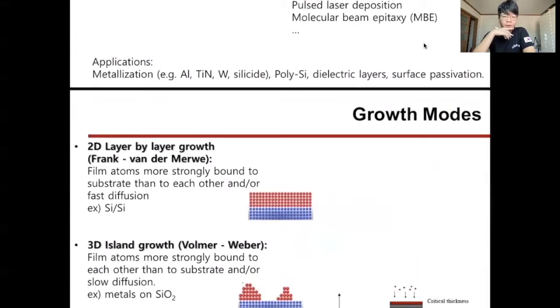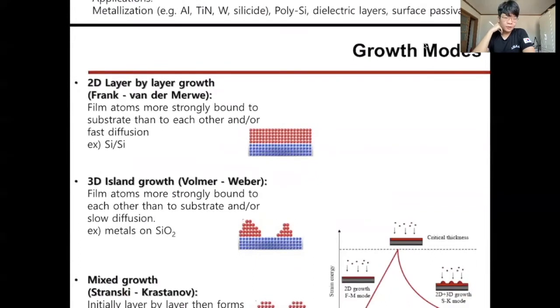There are a lot of applications in depositing thin films. We can deposit metals and polysilicon or silicon, or dielectric layers like ILD, interlayer dielectric, or oxide, and surface passivation for electrically isolating. Using CVD, we can grow the films in two or three ways.